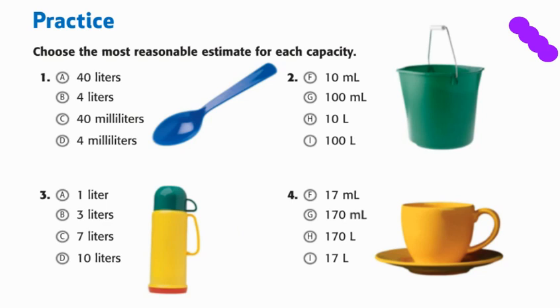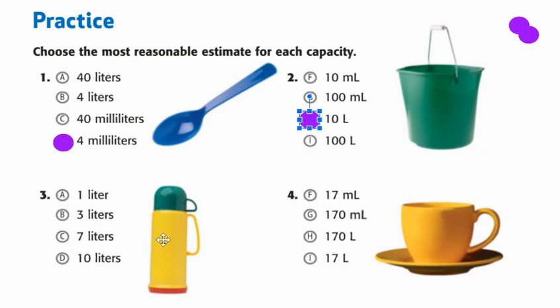Here's some more practice. Choose the most reasonable estimate for each capacity. All right, here we have a spoon. So I'm going to automatically eliminate the bigger measurement, liters, because this is a small object. Now think, could this fit 40 eyedroppers or 4? I know that 40 is way too much. It's just a spoon. Number 2, this is a big bucket. So I'm going to eliminate the milliliters. And now I'm thinking, does it fit 10 hydro flasks or 100 hydro flasks? 10 is the more reasonable estimate for a bucket.